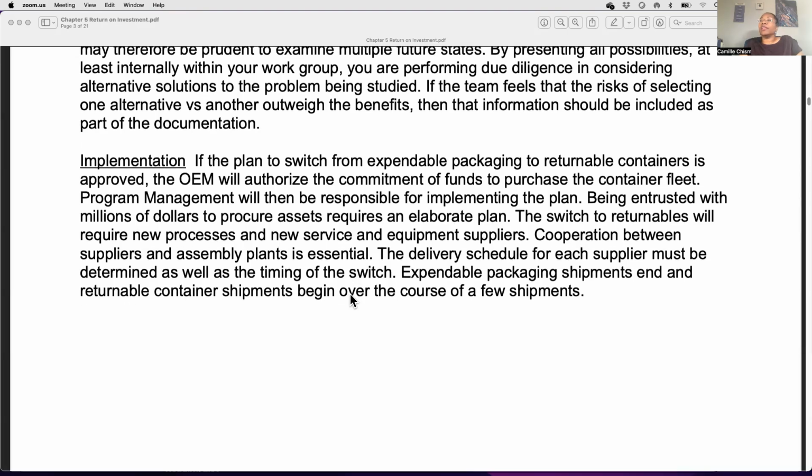And then transitioning from the expendable packaging to the returnable packaging. That can be interesting because some plants will just take whatever comes in first. So I'm going to talk about warehouse concepts a little bit. We've got FIFO and LIFO. FIFO is first in, first out. LIFO would be last in, first out.